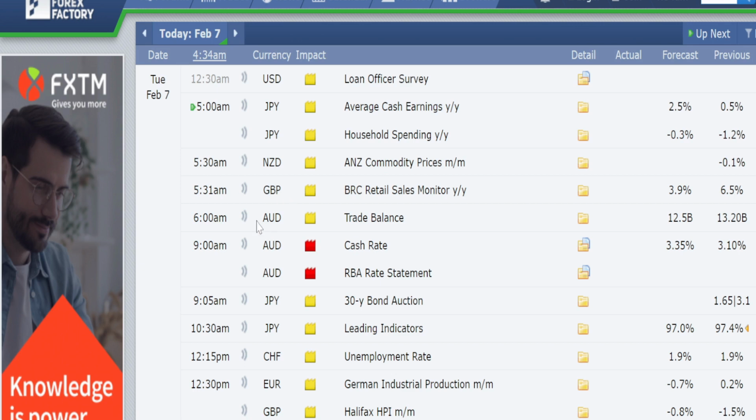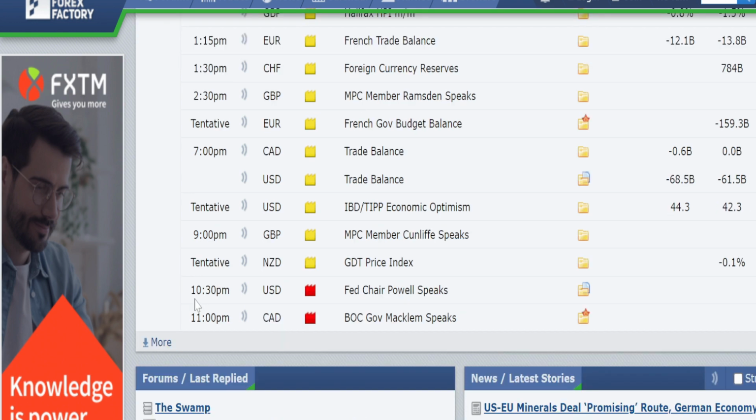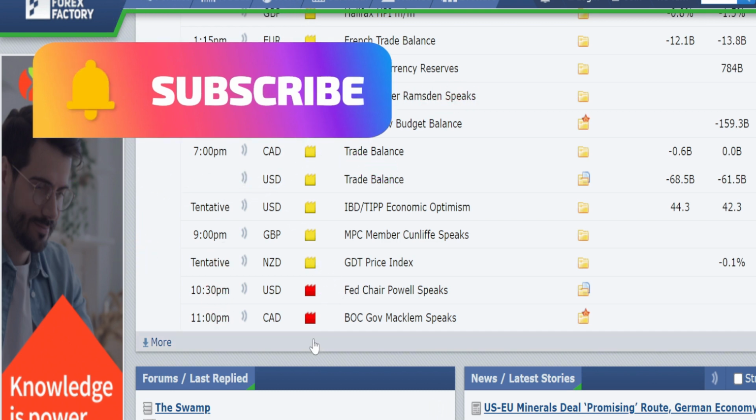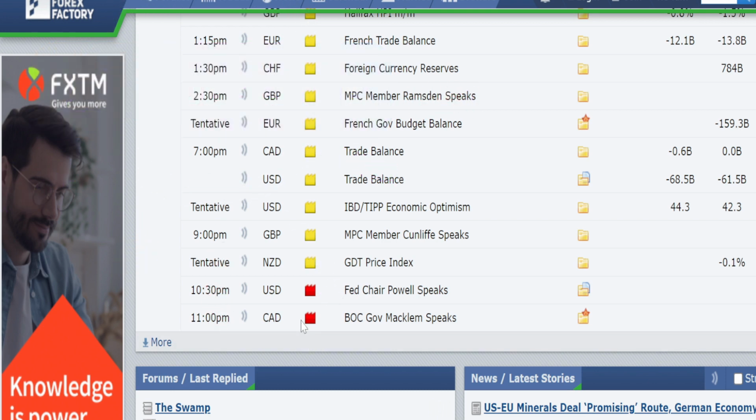So when we look at the economical events plan for today, Tuesday, February 7th, at 9 AM we have high impact news planned for Australian dollar related currency pairs. Then at 10:30 PM we have high impact news planned for US dollar related currency pairs. At 11 PM we have high impact news planned for Canadian dollar related currency pairs. So we have high impact news for US dollar related currency pairs, so we can expect lots of volatility in the market for US dollar related currency pairs today.